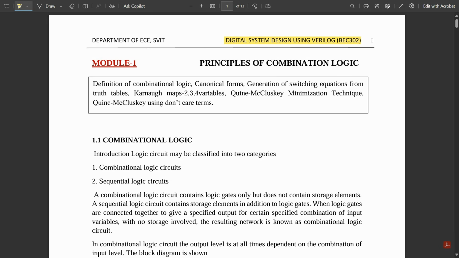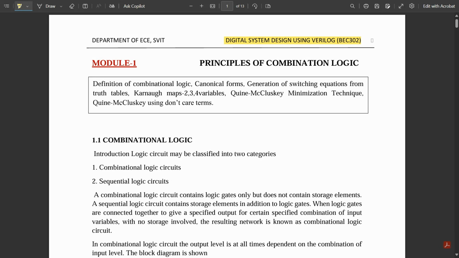And the last 2 modules, that is module 4 and 5, are completely based on the Verilog programming part, where we are going to see how to write the Verilog codes, different kinds of operators, everything we are going to see in those 2 modules. Very easy modules guys. All 5 modules are very easy. I'm going to make you understand it very easily.